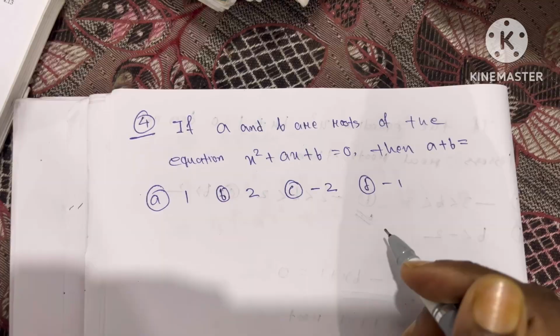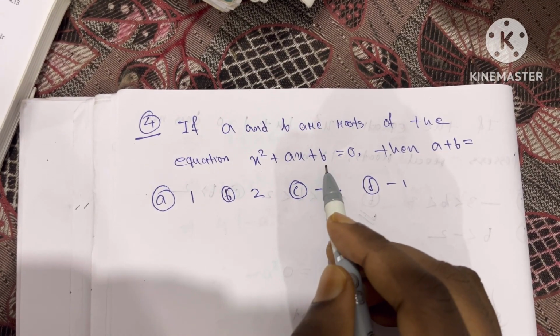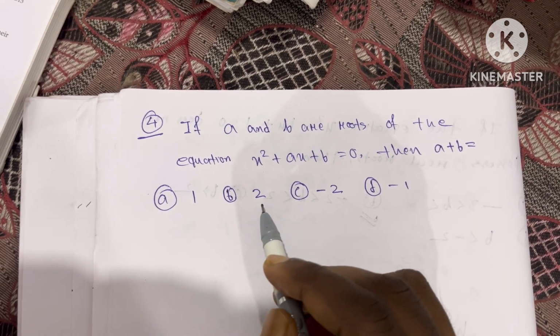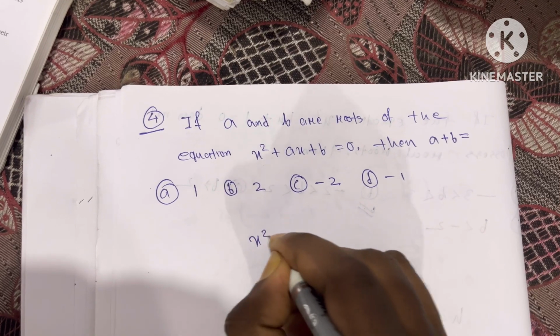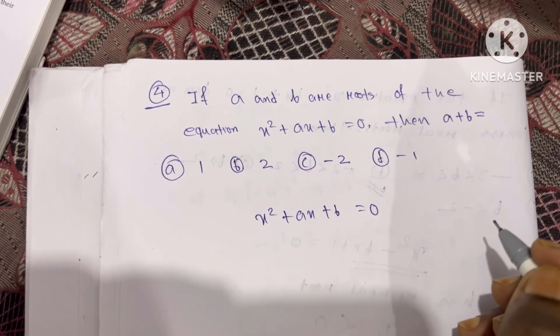So thank you. If a and b are roots of the equation x square plus ax plus b equal to 0, then a plus b is equal to what? Option A 1, B 2, C -2, and D is 1. So this is very simple. So x square plus ax plus b, this is your quadratic equation, हैना?